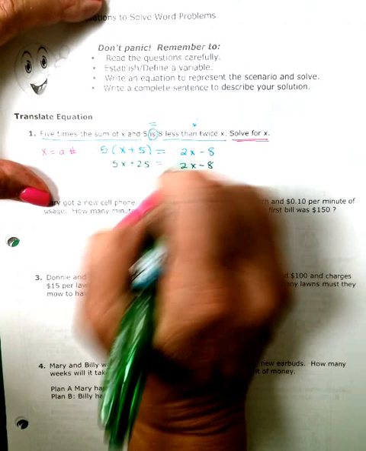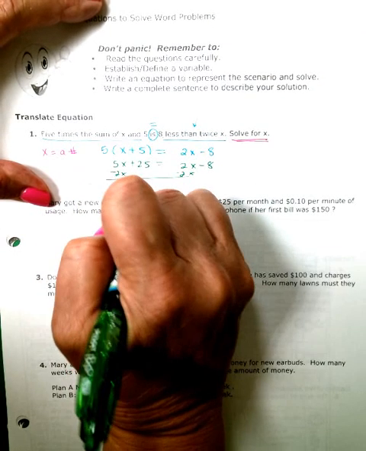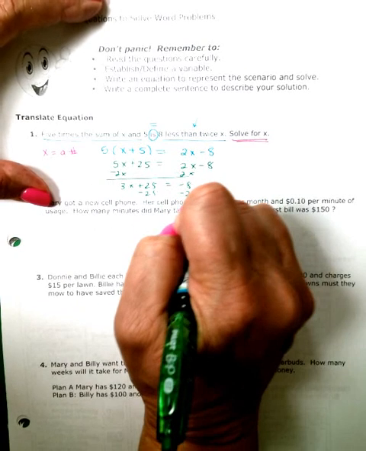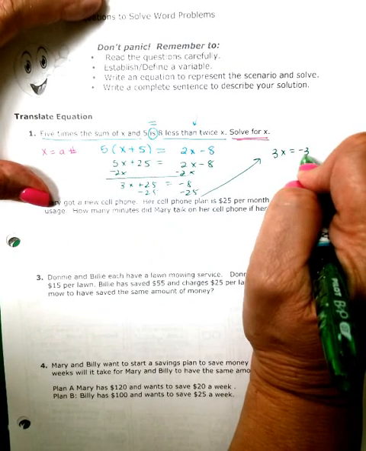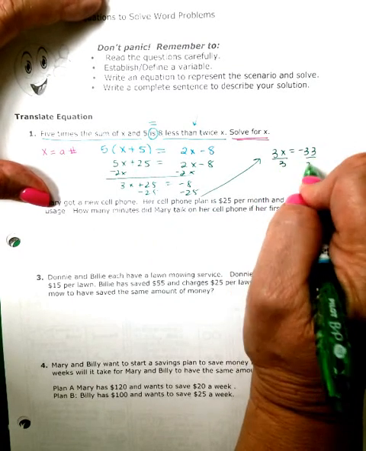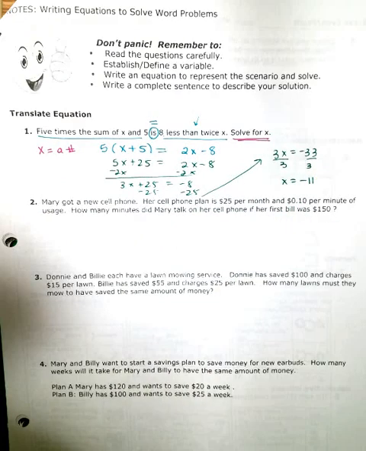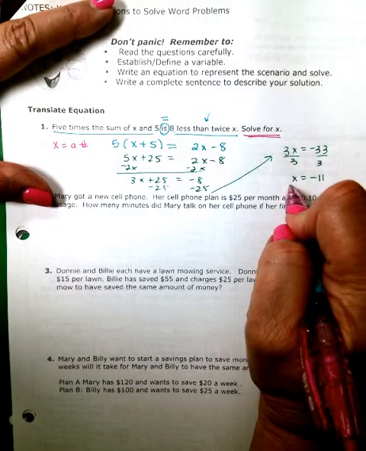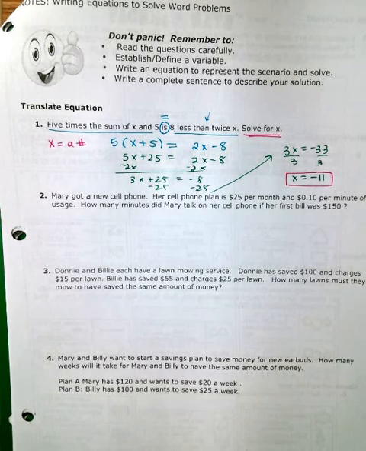I'm going to bring my variable over. Bring my number over. Run out of room. Divide by my 3, and x is negative 11. Now, x we want is a number. In this case here, the only way we define x is that x is negative 11. It's kind of different than your other word problems because we're just translating for that variable x.